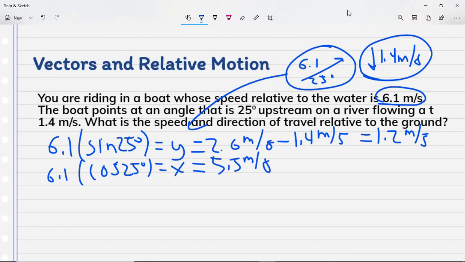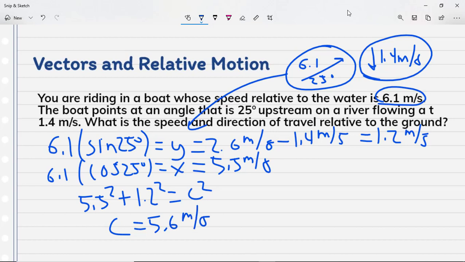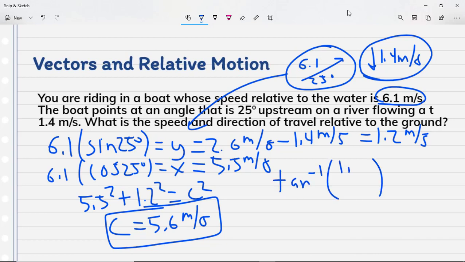So now that we know our x and y vectors, now we can solve for the speed of the boat and get the direction of relative travel, again by using Pythagorean theorem. So we're going to take 5.5 squared plus 1.2 squared equals c squared. We should be able to solve for c. It is 5.6 meters per second. And then again, we can use our inverse tangent to get the angle, inverse tangent y over x. That gives us theta of roughly 12 degrees.